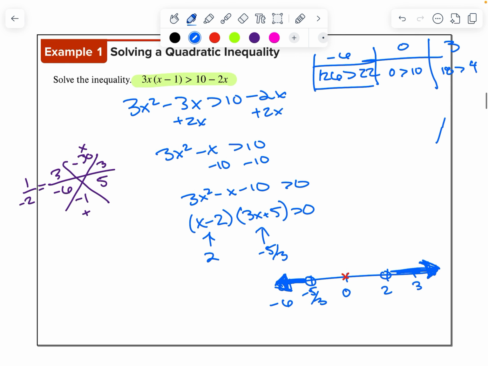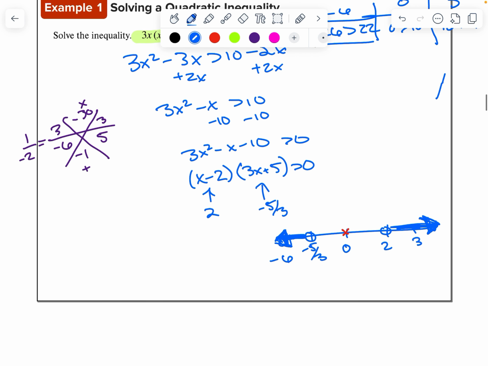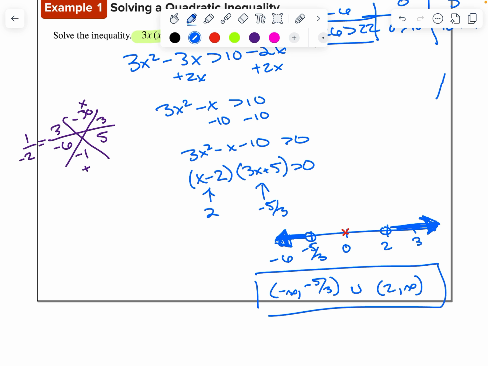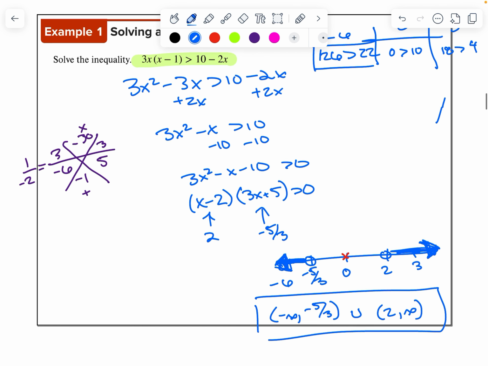All right, to describe the shaded regions, I could use interval notation. It's shaded from negative infinity to negative 5/3. Then it's shaded again from 2 to infinity. If these had closed circles, then I would use a square bracket. Since ours just have open circles, I'm just using an open parenthesis and a closed parenthesis. That is my interval notation solution to that inequality.